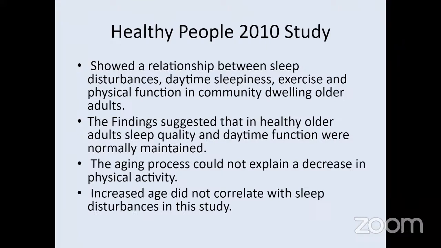In healthy people, this is a 2010 study, which showed a relationship between sleep disturbances, daytime sleepiness, exercise, and physical function in community-dwelling older adults. The findings suggested that in healthy older adults, sleep quality and daytime function were normally maintained. The aging process could not explain a decrease in physical activity. Also, increased age did not correlate with sleep disturbances in this study.